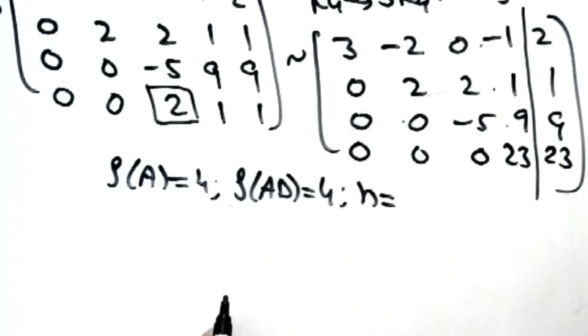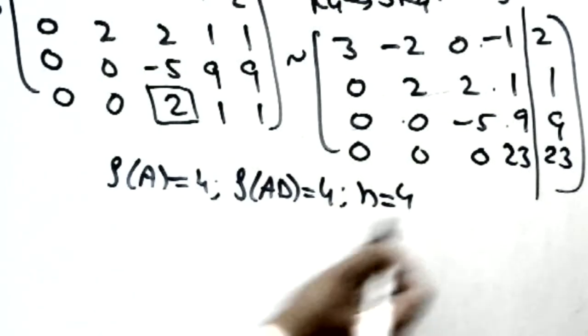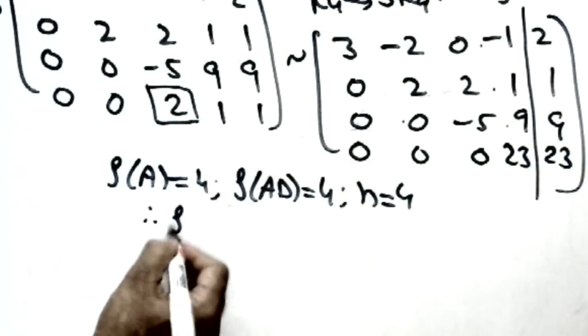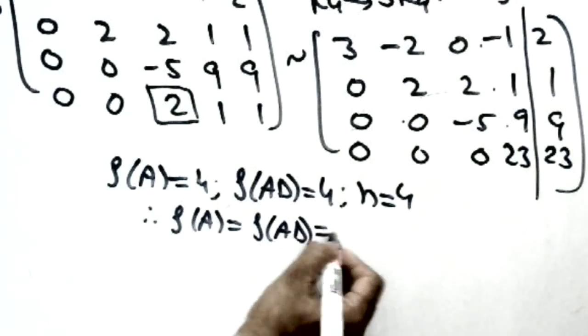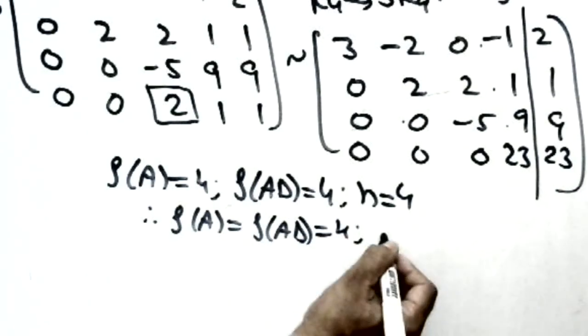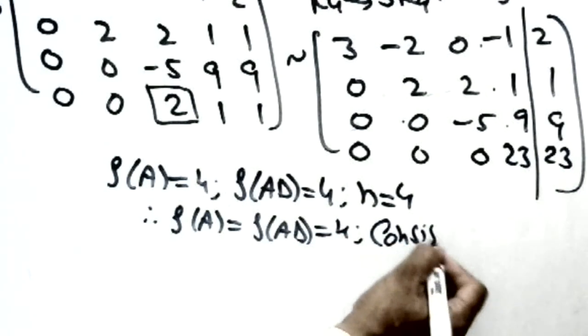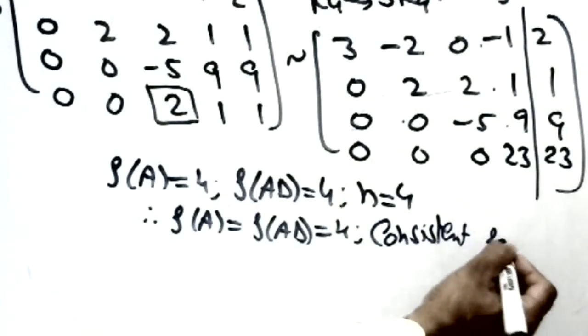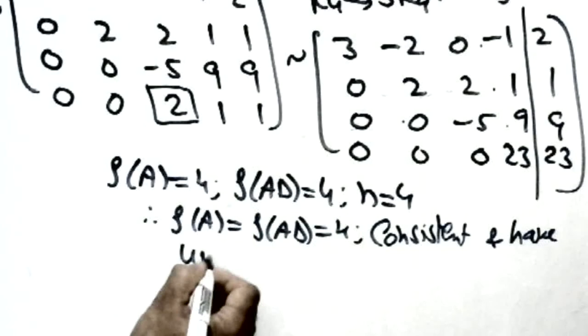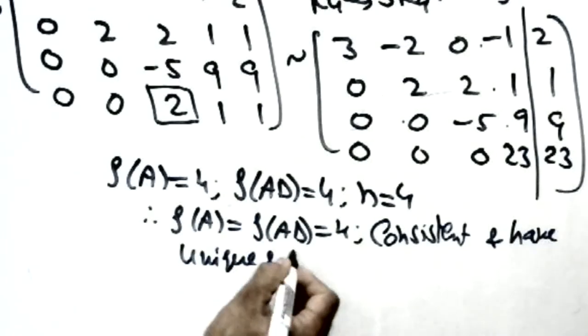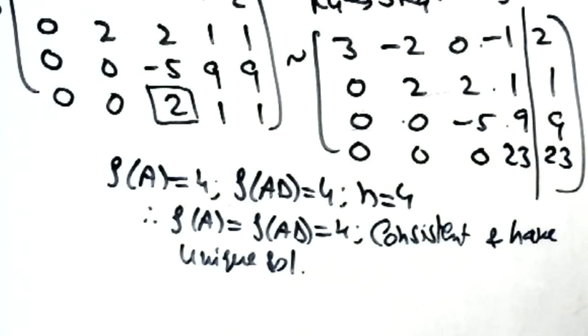The variables also we are having 4: x, y, z, w. So this is the first condition. Therefore rank of A equals rank of AD equals 4. The system of equations is consistent and has a unique solution. Now let me find out the unique solution.